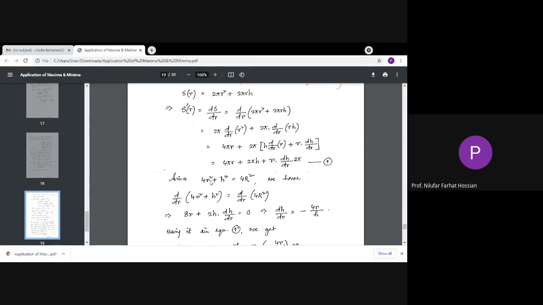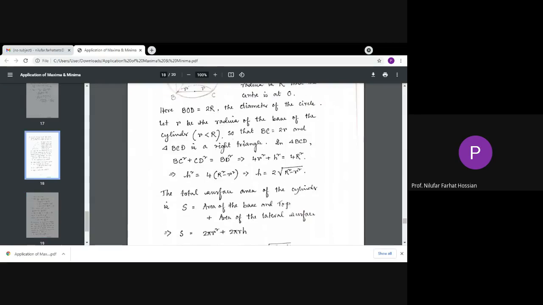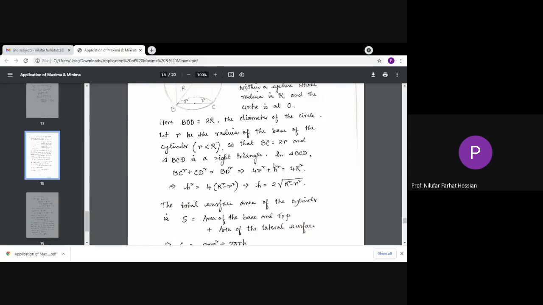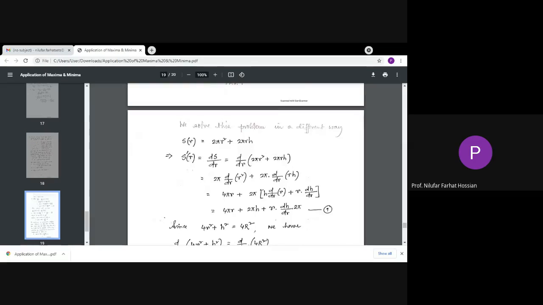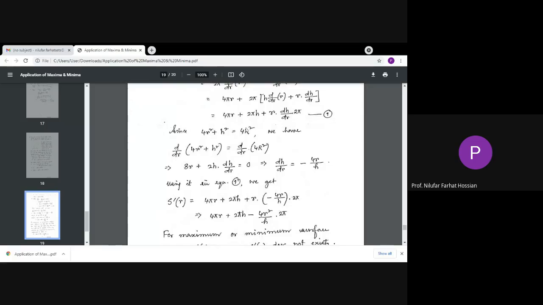Now, since we know this condition that r square plus h square equals 4 into capital R square, we got it earlier from the right triangle. Using the property of the right triangle, we have got this relation. Now, we will use this relation. Here again we differentiate on both sides, so d/dr of 4r square plus h square equals d/dr of 4 capital R square. Now remember, capital R is a constant, so 4 into capital R square is a constant, and d/dr of a constant will be equal to 0. So the right side is 0.